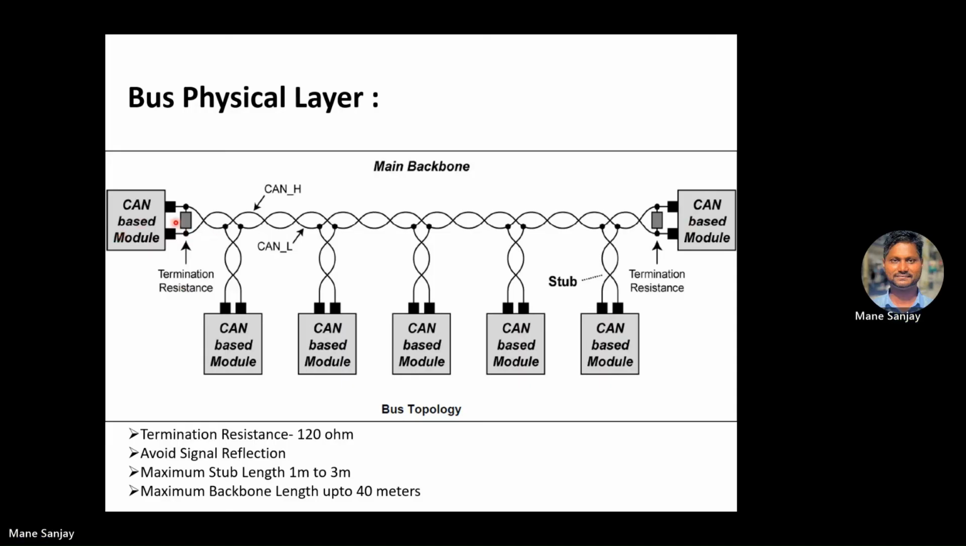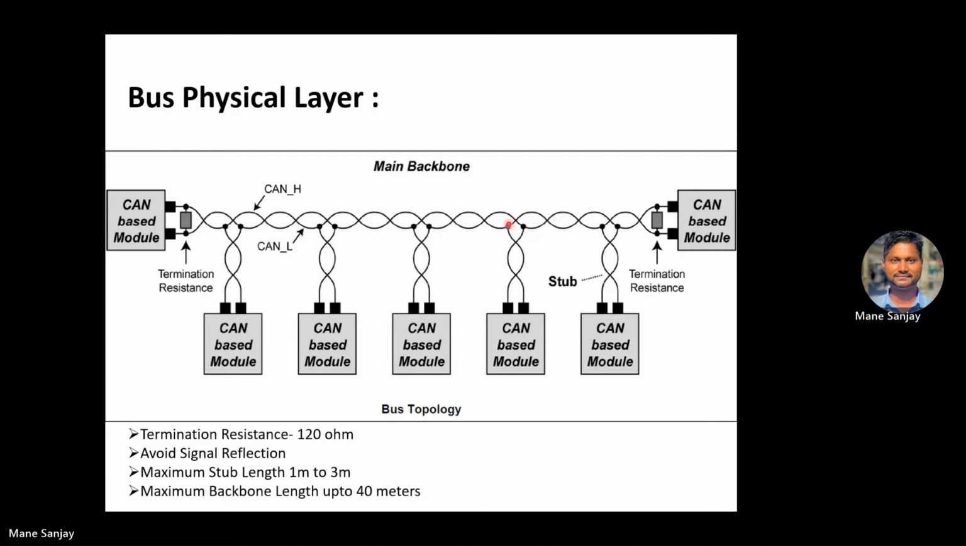So the termination resistances are always put into the ECU or next to the ECU which are making the longest distance in the CAN. If this ECU and this ECU are at the longest distance, that means there should be a 120 ohm resistance. And this is the theory of the transmission line. Basically, you need to put the termination resistance where you are getting the maximum distance between the two ECUs, and that is called the main backbone.